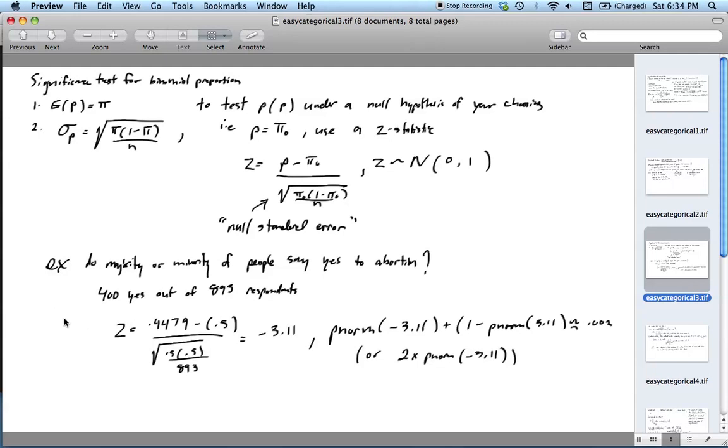And they give us a nice example. Did the majority or minority of people say yes to abortion? They surveyed 893 people and 400 said yes. So we simply form our sample proportion, 400 divided by 893, which is 0.4479. Subtract from that the null, divide by the null standard error, and we get a z-score of negative 3.11.